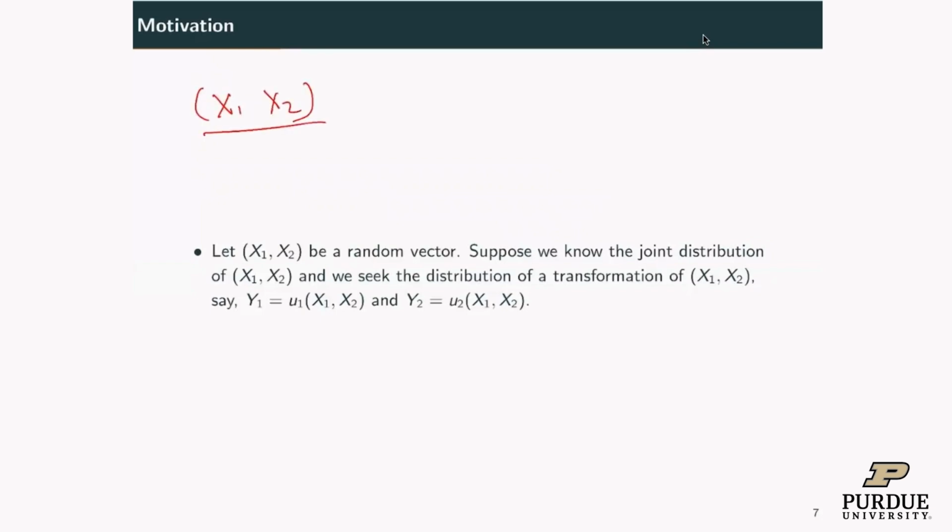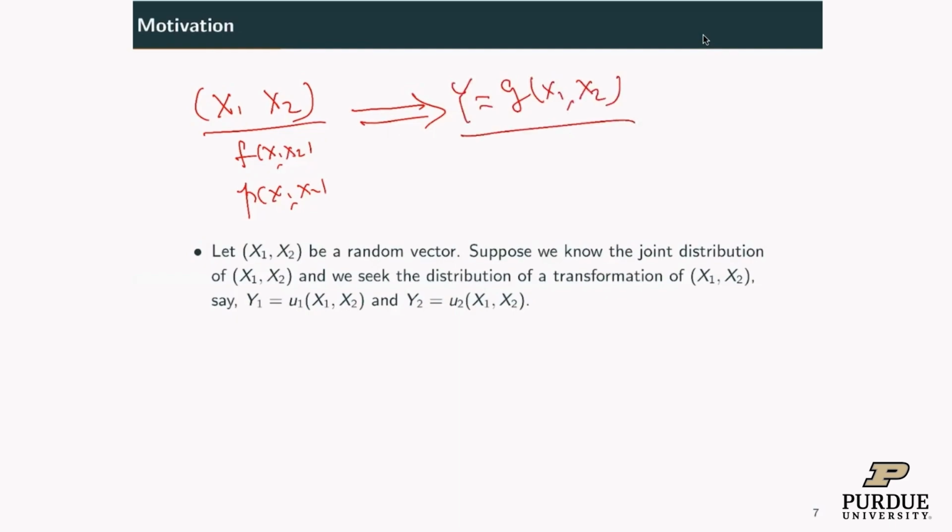So that means you know everything about x1 and x2. You know if they're continuous, you know the joint PDF. If it's discrete, you know their joint PMF. Now, what do you want to know? There are many types of transformation. For example, you want to know y equals G(x1, x2). So what's the distribution for y? That's one type of transformation.